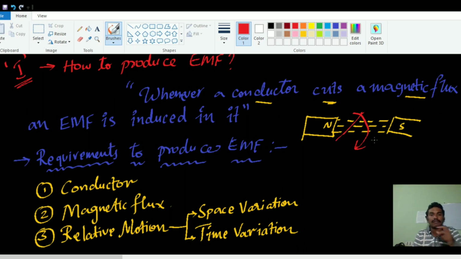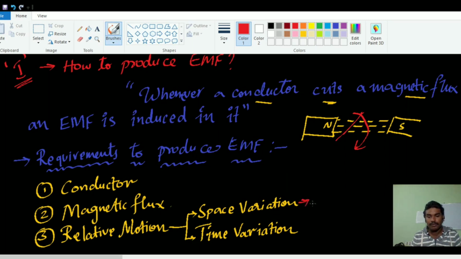So what is actually happening when it occupies different positions? The magnetic flux linking to the conductor changes. Magnetic flux linking to the conductor means, in simpler terms, magnetic flux touching the conductor. The flux touching the conductor changes at different positions. That is what we mean by cutting action: the magnetic flux linking to the conductor must change. So when you physically rotate in space, the flux linking to the conductor is changing. This is called space variation.